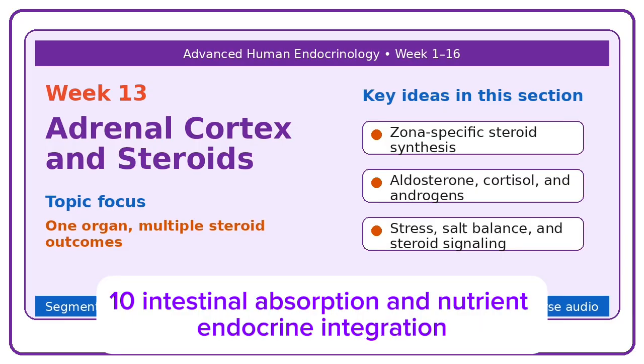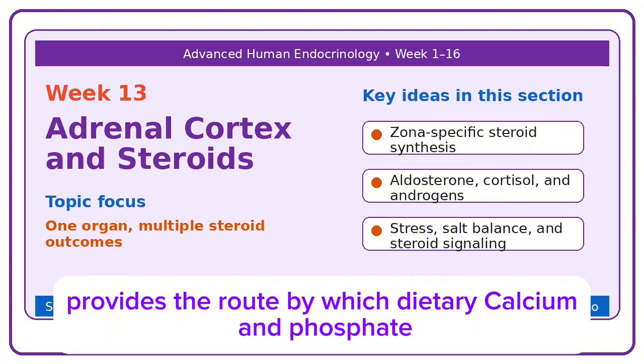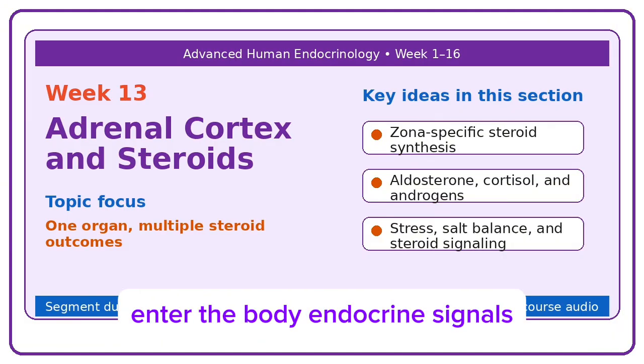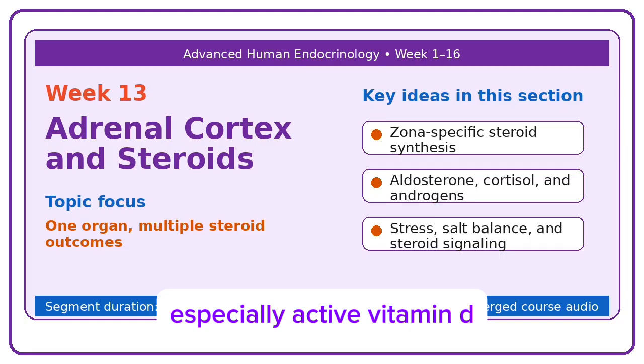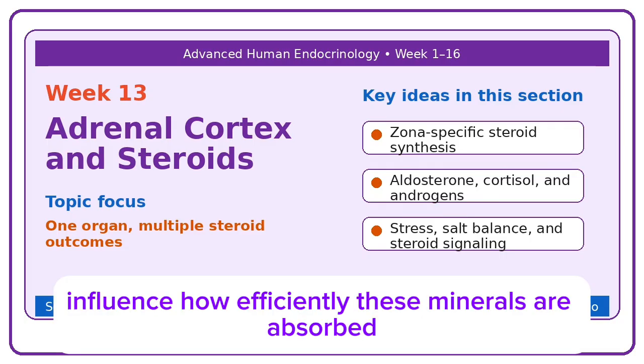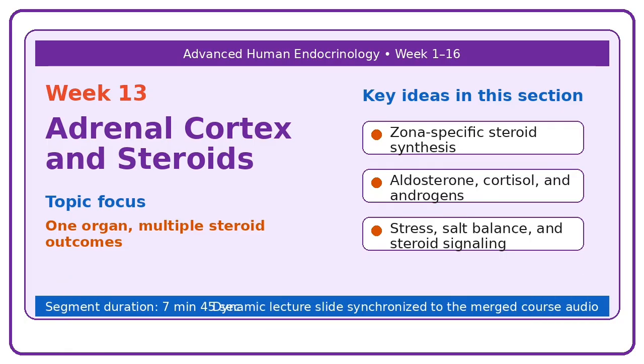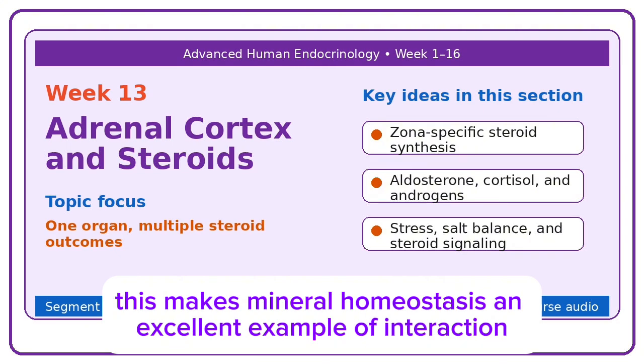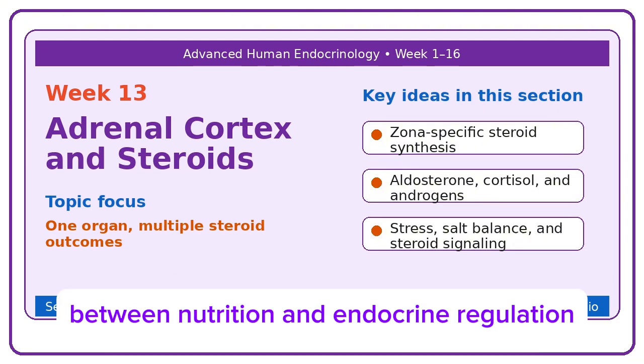10. Intestinal absorption and nutrient endocrine integration. The intestine provides the route by which dietary calcium and phosphate enter the body. Endocrine signals, especially active vitamin D, influence how efficiently these minerals are absorbed. This makes mineral homeostasis an excellent example of interaction between nutrition and endocrine regulation.